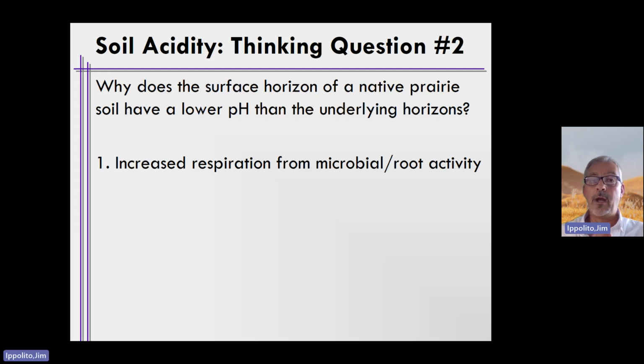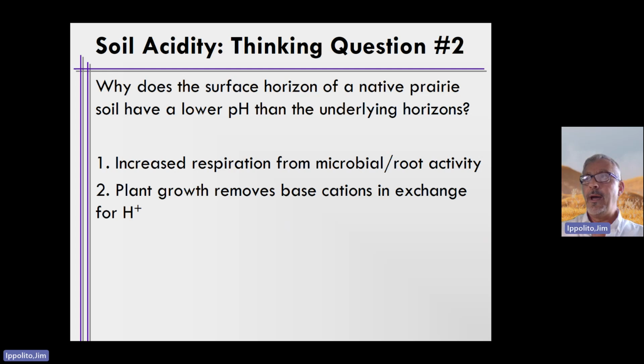And if this is a native prairie, a lot of the roots tend to be close to the soil surface or in the soil horizon. And so that likely has led to CO2 increases in the soil, reacting with water to form carbonic acid, which is a weak acid, but it does dissociate and form free hydrogen ions, i.e., generates acidity. Another way in which this surface horizon could become acidic is that plant growth removes basic cations from that horizon in exchange for free hydrogen ions, right? There's this pump. This could be the antiport pump that we talked about in the previous unit.